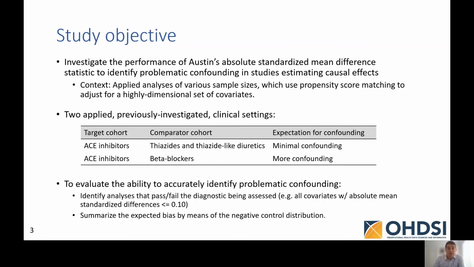To evaluate the heuristic's ability to accurately identify confounding, we looked at analyses that passed or failed the diagnostic being assessed, all of the covariates having a standardized mean difference below 0.1, and we summarized the expected bias by means of the negative control distribution.